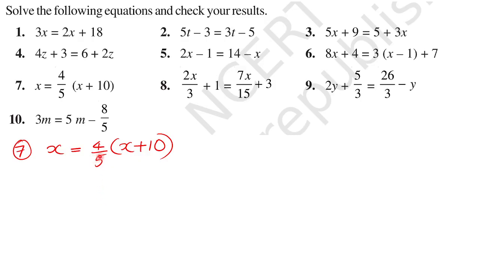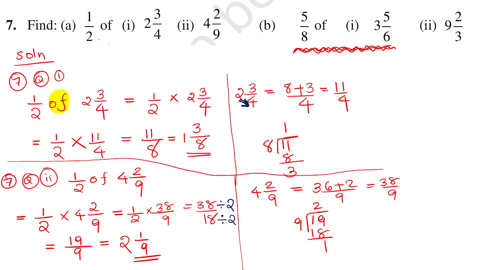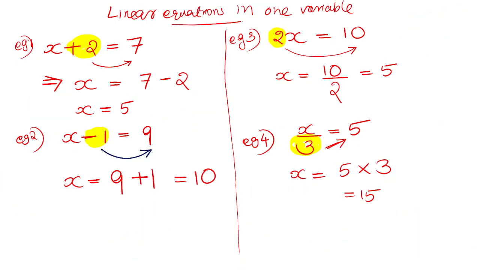So divided by 5 is there on the right side. This 5 is under division. What can be done? The last property I explained: if there is a number in the denominator, that number can be transferred to the other side. It becomes multiplication. Divided by 3 becomes into 3, divided by 9 becomes into 9, like that.